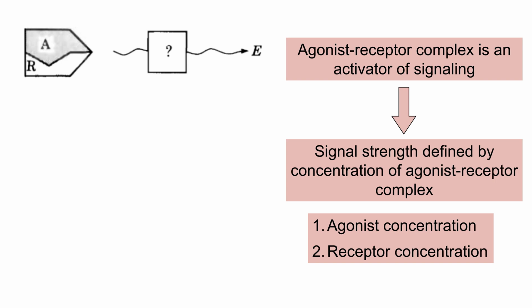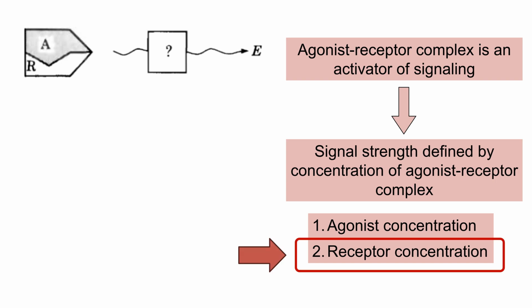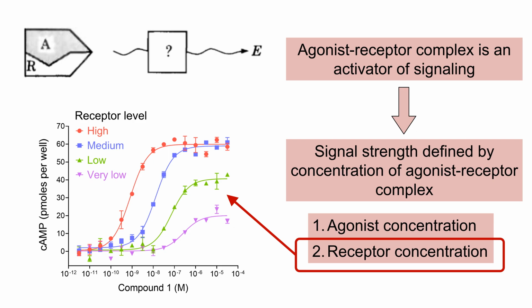This moves us beyond the idea that it's just the agonist concentration that defines the response, and now we understand that the receptor concentration matters too. This explains our data from the previous slide. It explains why the signal is dependent on the receptor level.